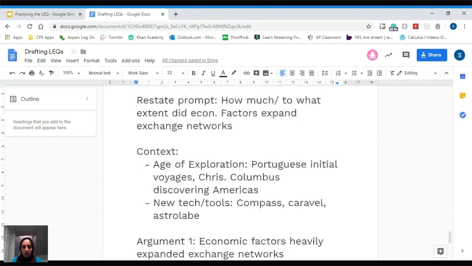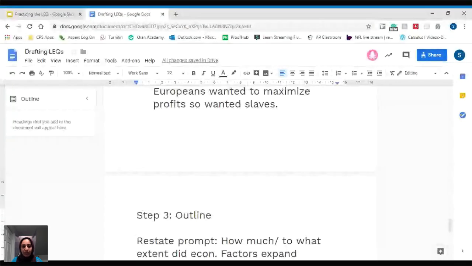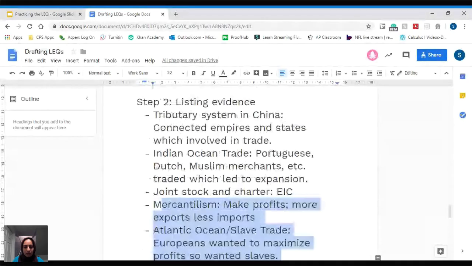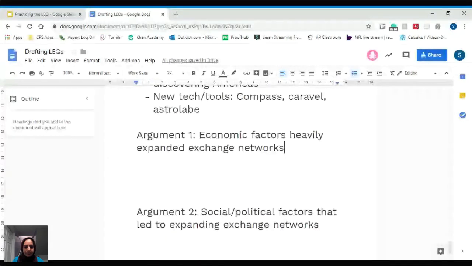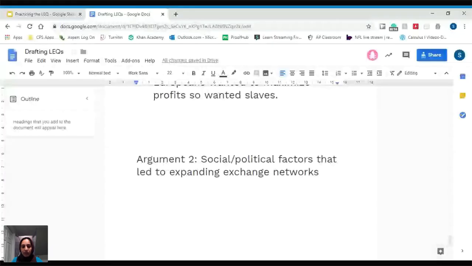So now what we're going to do is take the evidence that we listed above and organize it into the argument, so that when we write our essay, we know what to include. So we can just copy all of this and put it right here. And then here, if you have time, you can put social or political factors in. Otherwise, you might not have to do this in your outline. You could probably just do it at the end of your essay if you have time.